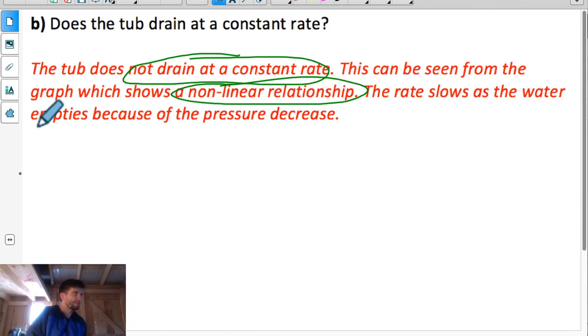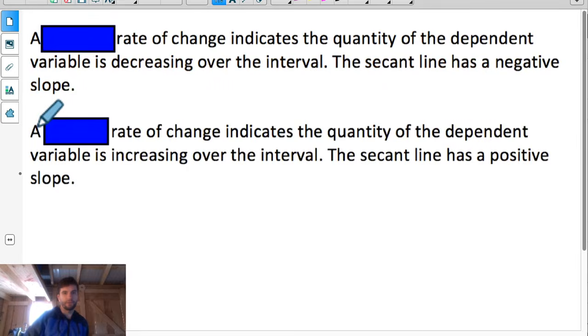So if you have any questions with how we did this from a graph or a table, make sure to put them in the chat so I can answer them for you guys. And all we have left to do is the same type of question, but from an equation. So we're not going to have a table or a graph, we're just going to do it from an equation. So let's give that a shot. Oh, I had a couple blanks here for you.